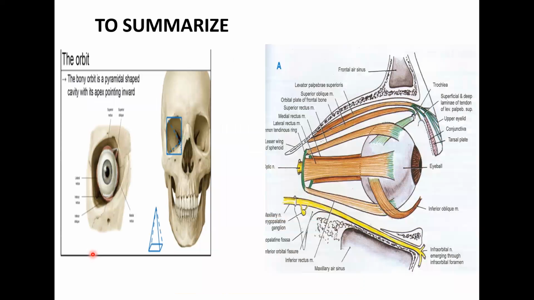Just to summarize, the orbits are four-sided pyramidal bony depressions in the anterior part of the facial skeleton, and they lodge the eyeball along with its muscles, vessels, and nerves. In the eyeball, the muscles are either straight, the four recti muscles, or oblique, the superior and inferior obliques. The recti move the anterior pole, while the obliques move the posterior pole of the eye. So that completes the topic about the orbit and the extraocular muscles.